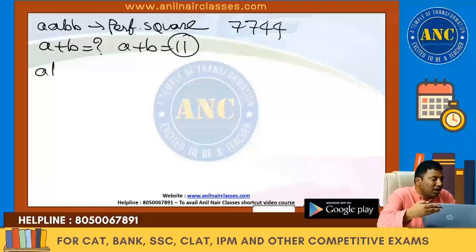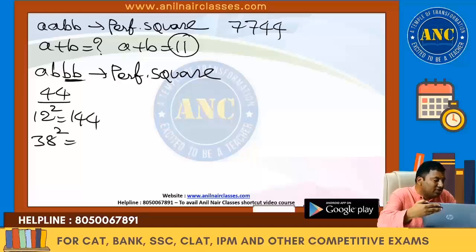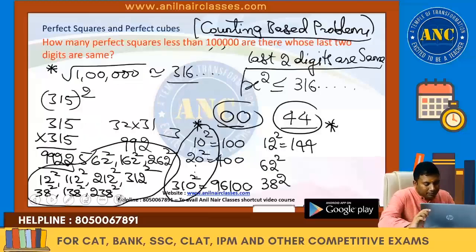Or he can also ask, A triple B is a perfect square. If A triple B is a perfect square, the same thing. BB same means 44. 12 square is 144. 50 minus 12, 38 square is 1444. 50 plus 12, 62 square is 3844. 100 minus 12, 88 square is 7744. Here, did we take 88 square?